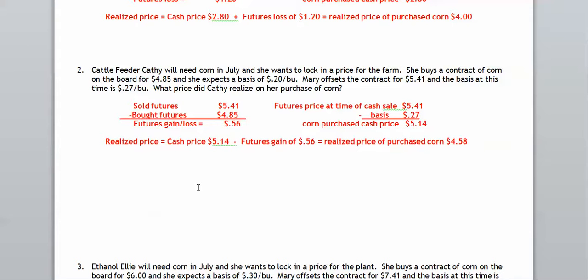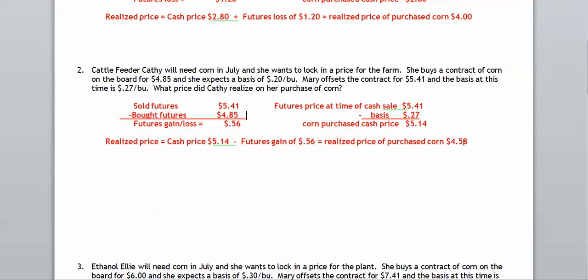Unlike the short hedge, with the long hedge, when we make money on the board or in futures, we're going to subtract that from the cash price that we paid. So our cash price of $5.14 minus our futures gain of 56 cents yields a realized price of purchased corn at $4.58.